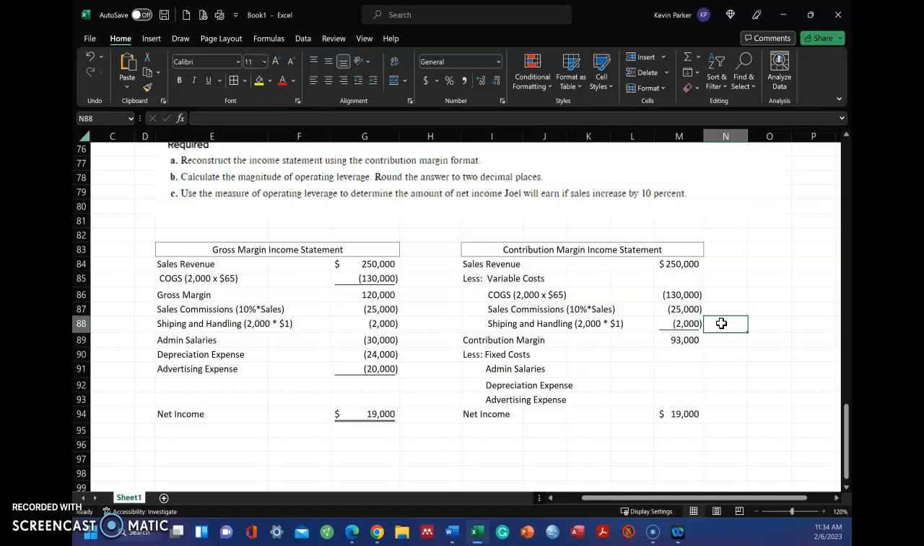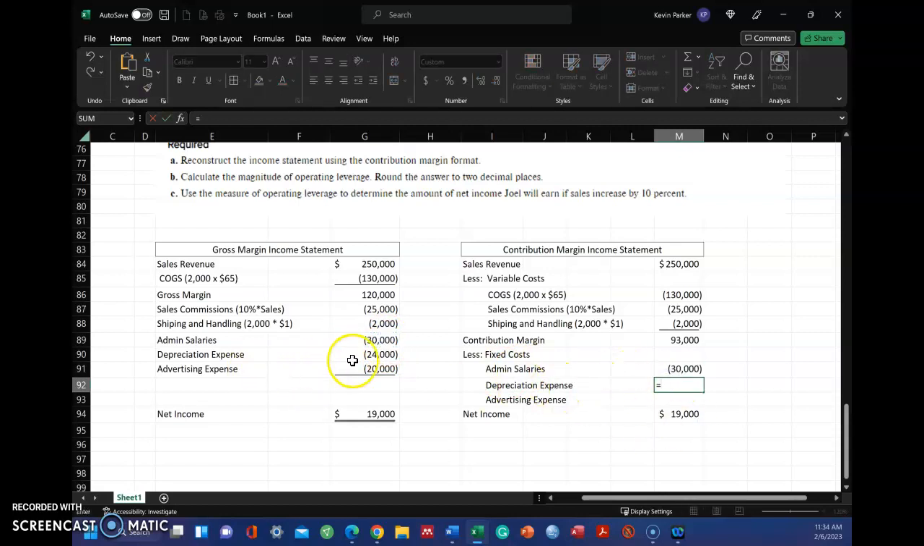93,000. That's your contribution margin. All right, so contribution margin is 93,000 right here. But the gross margin is 120. Again, gross margin income statement, FASB or GAAP, that's what you use for external. This is internal. So fixed cost, admin salaries, 30,000. Depreciation expense, unless we tell you otherwise, is going to be fixed in this class. Advertising. All right. So let's just make sure that it's 19,000. So we'll add up those three fixed costs to the contribution margin of 93,000, and we also get 19,000.